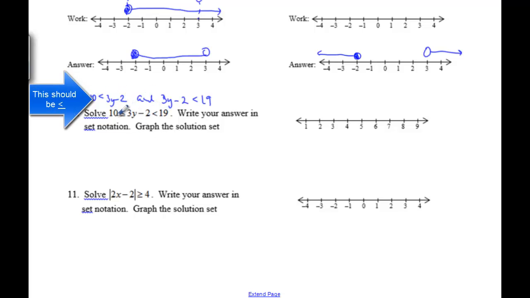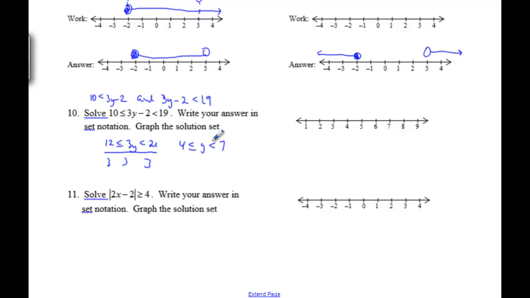So if I add 2 to the 10, you should get 12 less than or equal to 3y less than, and if I add 2 to here, you get 21. Now all that's left is to divide by 3 to all 3 terms, and we get 4 is less than or equal to y is less than 7.